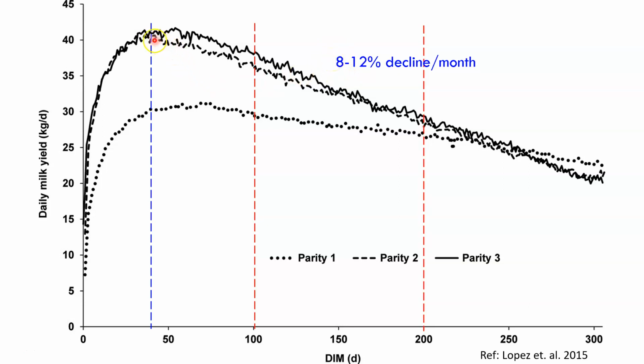So if the animal gave 40 liters at peak, and every month there was a 10% reduction, next month it will be 36. Next month, take off the 3.6, something like 32.4. And then next month 29, next month 26 point something. So there is an 8 to 12% decline every month, right? Okay.